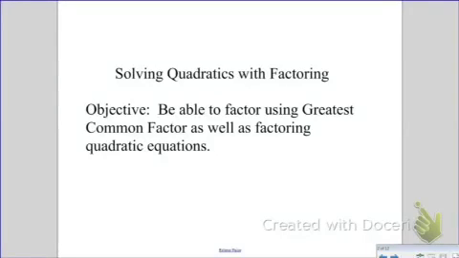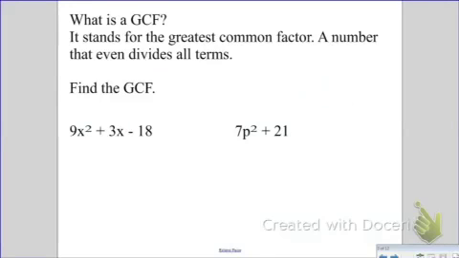This video is going to show you how factoring can help you solve quadratic equations. We're going to use something called the greatest common factor in order to help us factor out these quadratics and then solve them. So what is a greatest common factor, a GCF?